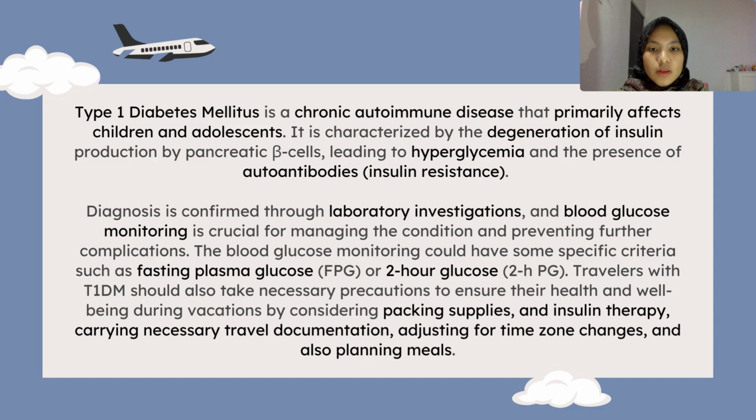The blood glucose monitoring could have some specific criteria, such as fasting plasma glucose or 2-hour glucose level, and travelers with type 1 diabetes mellitus should also take necessary precautions to ensure their health and well-being during vacations by considering packing supplies, insulin therapy, carrying necessary travel documentation, adjusting for time zone changes, and also planning their meals.